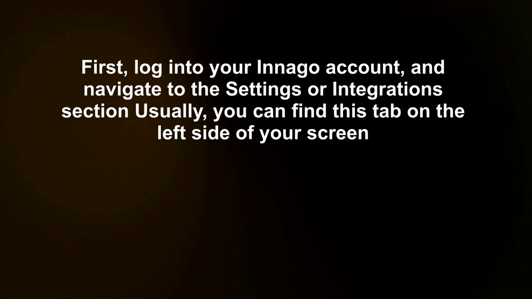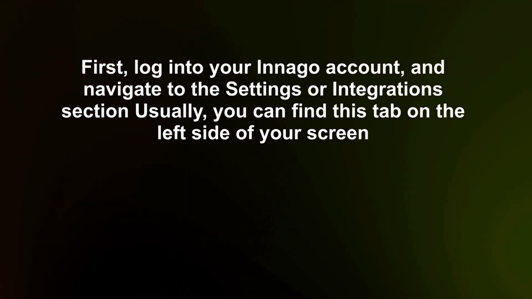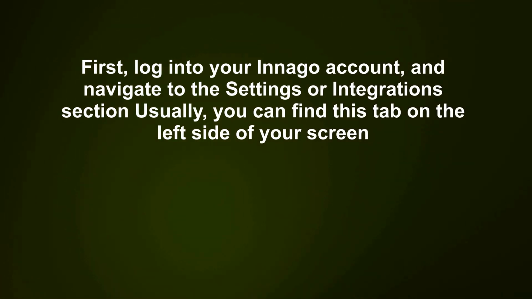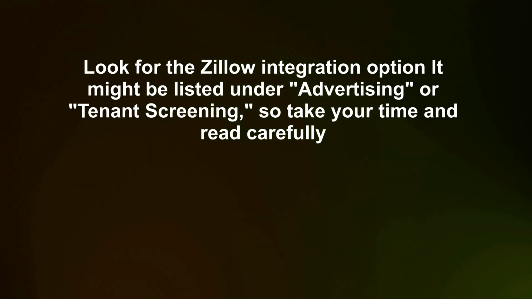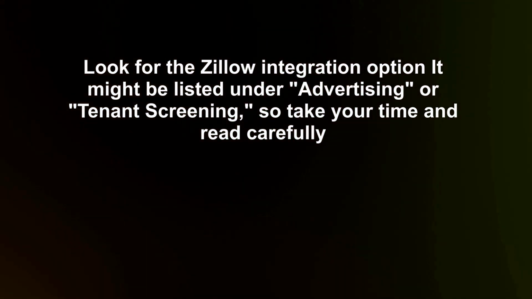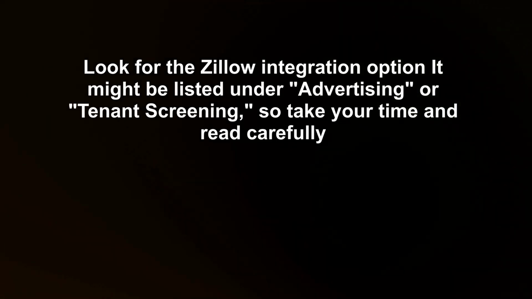First, log into your Innago account and navigate to the Settings or Integrations section. Usually, you can find this tab on the left side of your screen. Look for the Zillow integration option. It might be listed under Advertising or Tenant Screening, so take your time and read carefully.